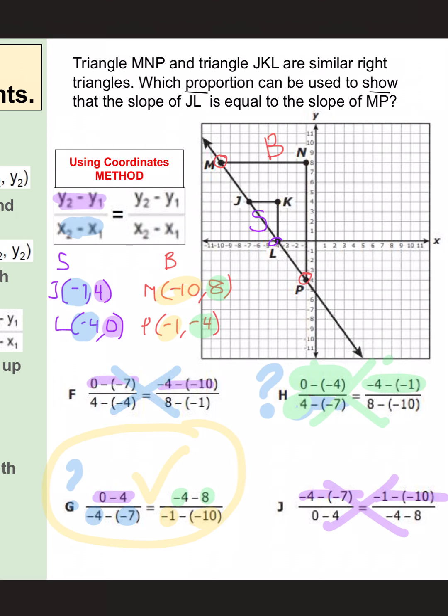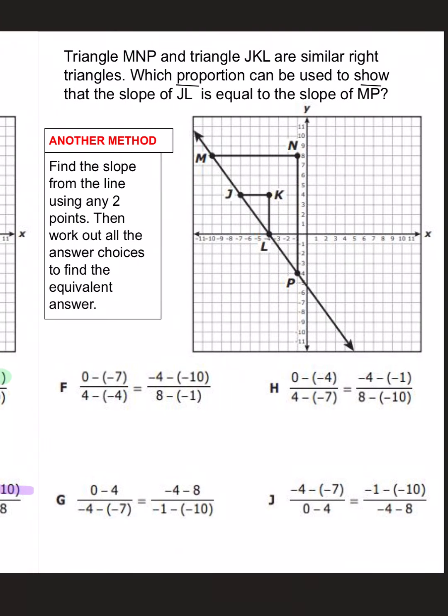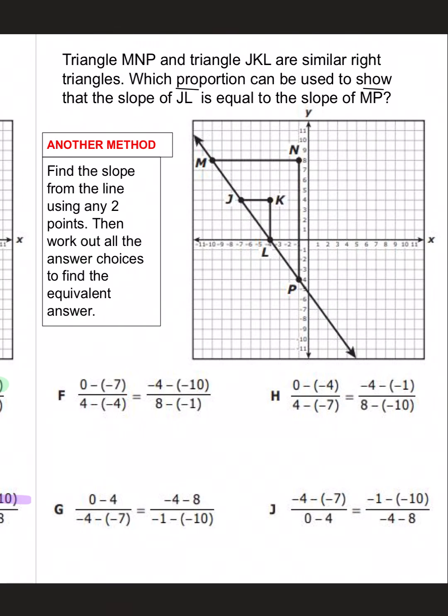All right, so I'm going to look at this same example, but I'm going to work it a different way. If all of these points doesn't work for you, this one is another option, but I will say this option does take a little bit longer. And you can see here what the other method is to figure out which proportion we would use. Find the slope from the line using any 2 points. So we would find the slope for this line. Then we're going to work out all of the answer choices to find the equivalent answer.